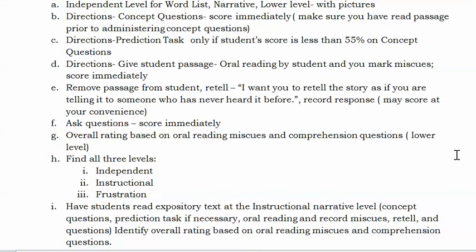While they are reading, you have the sheet where you mark their miscues. You mark their miscues. If there's omissions, you circle it. If there are insertions, you do the caret and write the word. If they do mispronunciations or substitutions, you write the word they say over the correct word.